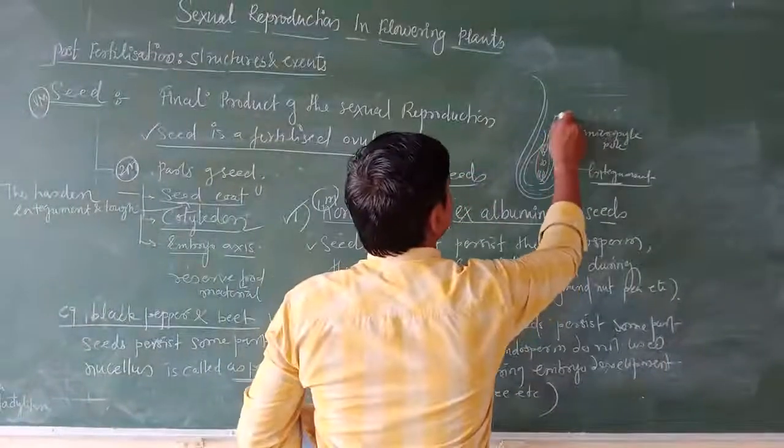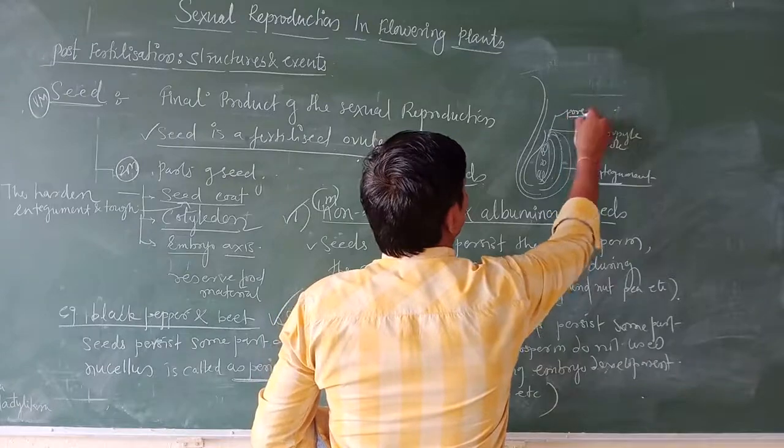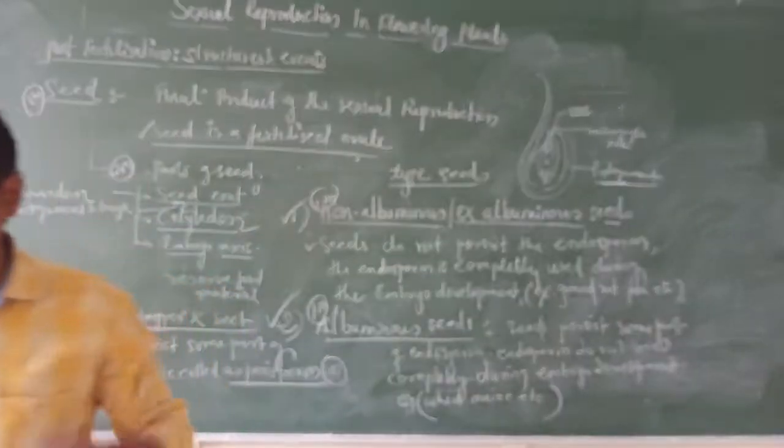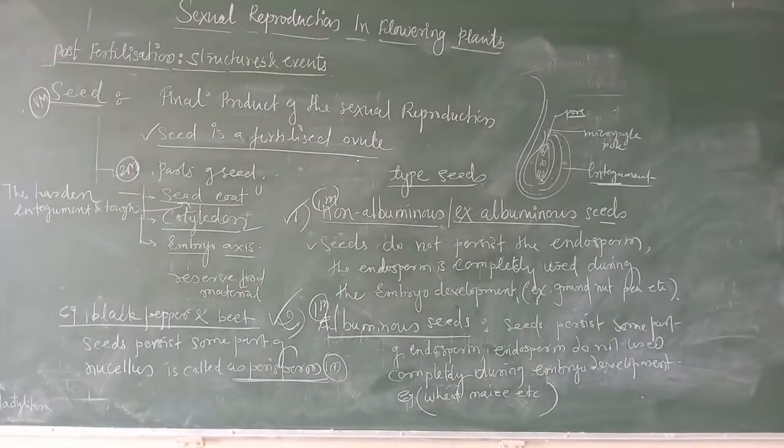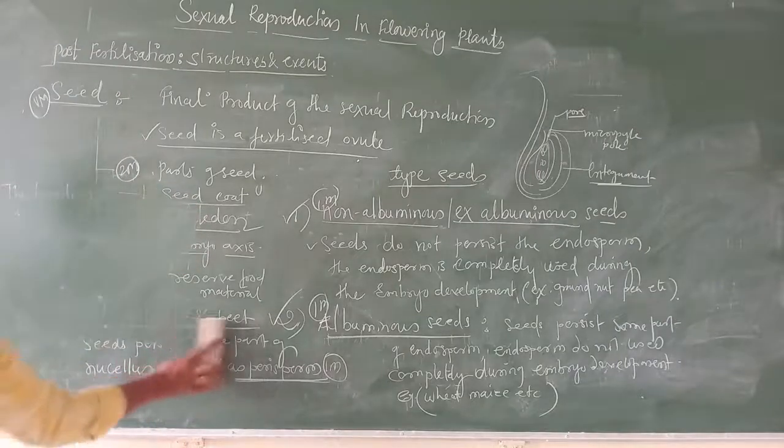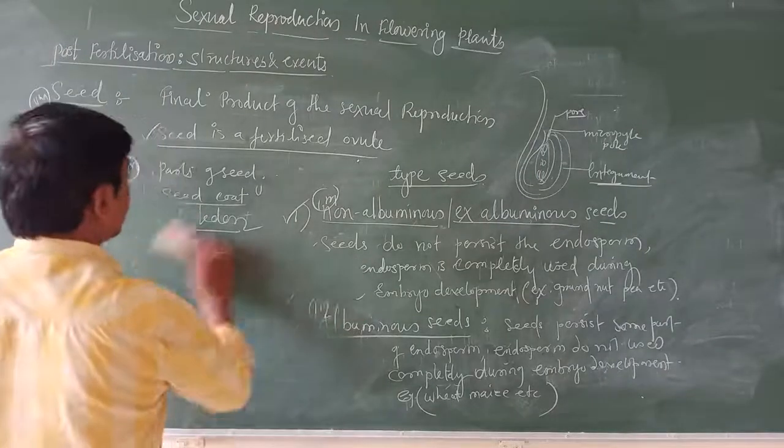The micropyle, a small hole, is going to remain. That is going to provide what? It facilitates the oxygen and water during the seed germination. Okay. Now what is going to happen after this? The ovule becomes the seed coat and the seed. Then what is going to happen?